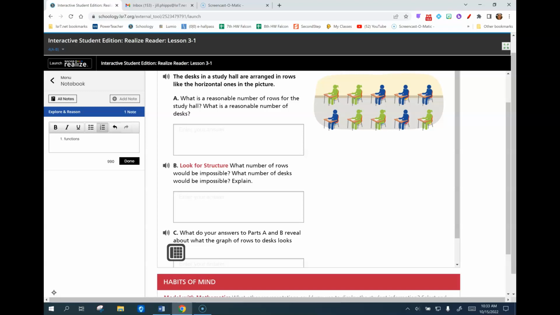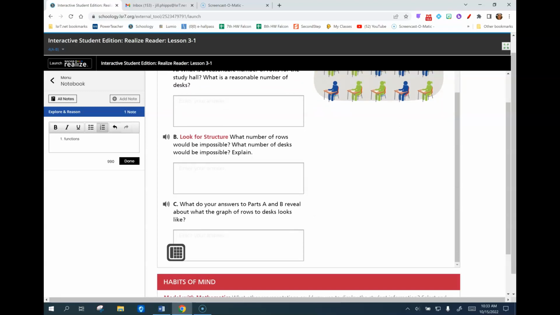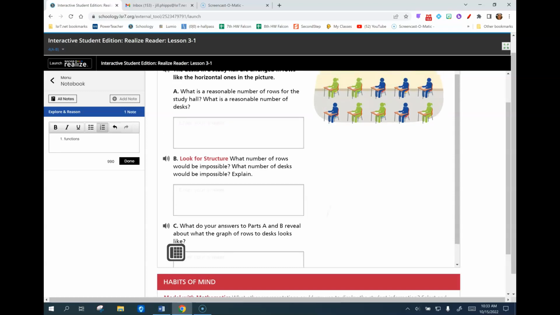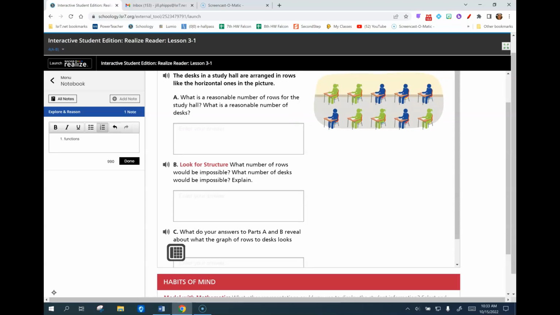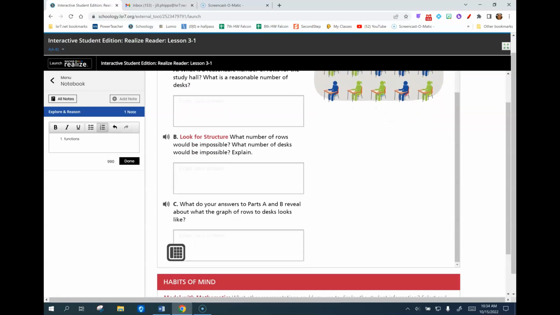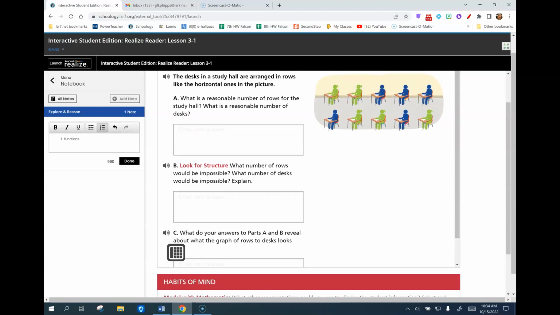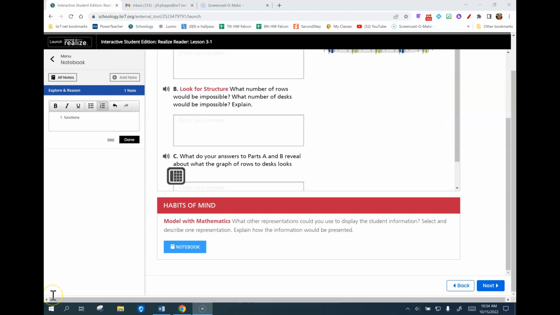So what does it reveal about the graphs of rows to desks? Well, if I were talking about desks and rows, I'm not going to make a line graph. That wouldn't make any sense. But I could make a chart. I could even make a bar chart, something like that. So there are other graphs I could be making. So what are other representations you could use to display the student information? Select and describe one. Explain how the information would be presented.